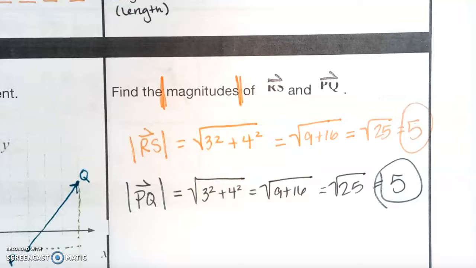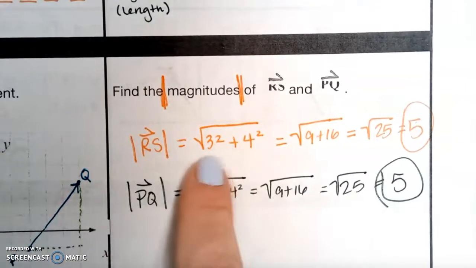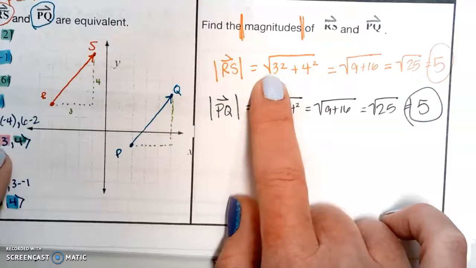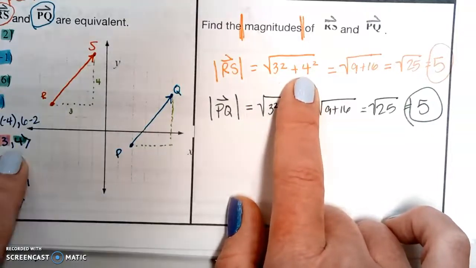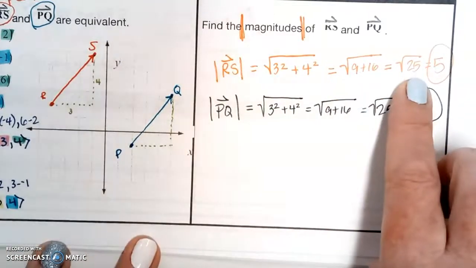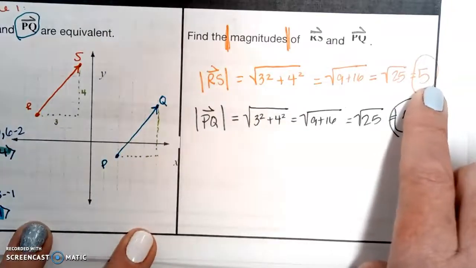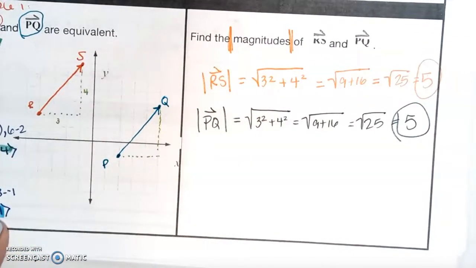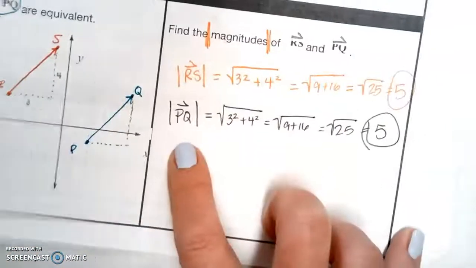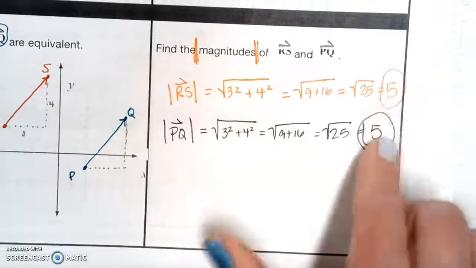Okay, so for RS, I have to shrink it just a tad, sorry, to see these numbers. So see these numbers right here. We're going to take the 3 and square it. We're going to take the 4 and square it. 3 squared is 9. 4 squared is 16. Add them together, you get 25, and the square root of 25 is 5. Now, because we got the same answer for PQ, we should get the same answer for the magnitude of PQ, right? So these two should turn out the same.